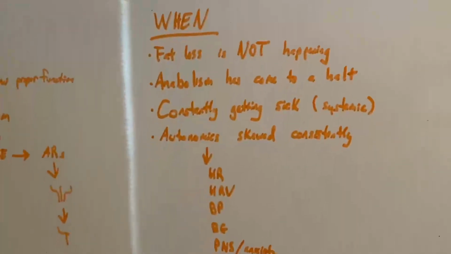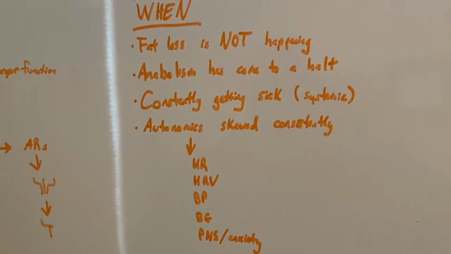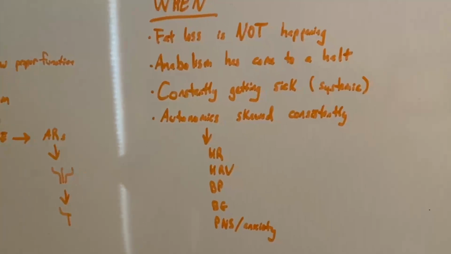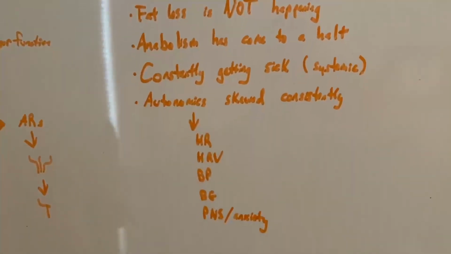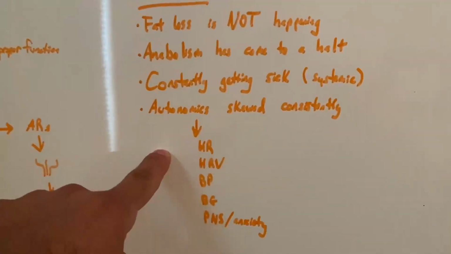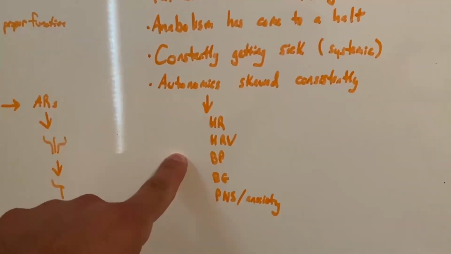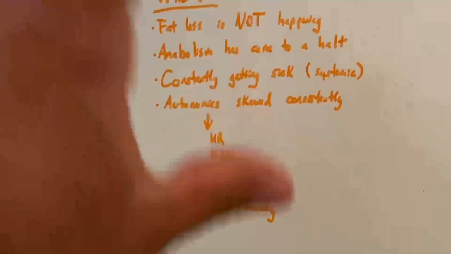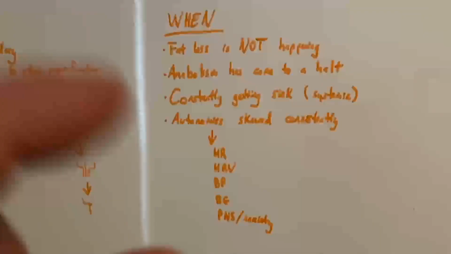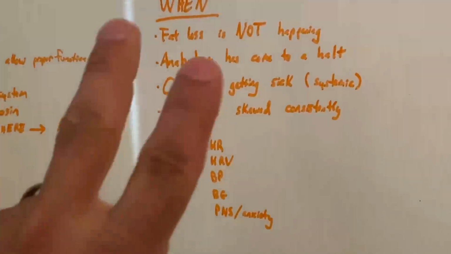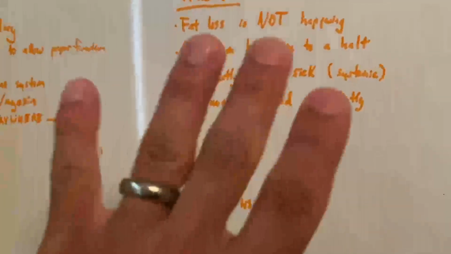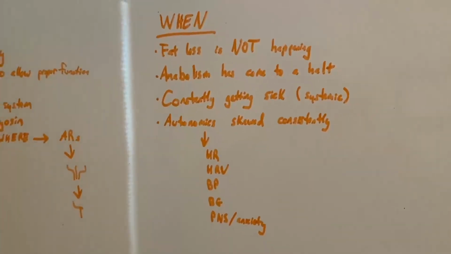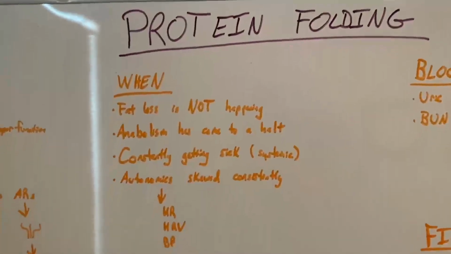When fat loss is just not happening, when anabolism just stops, when you're getting sick all the time, whether from a systemic fatigue problem or something else, when autonomics are skewed consistently and constantly, from HRV to heart rate to blood glucose to blood pressure to some kind of anxiety, PNS-based issues or SNS-based issues, the list goes on and on. Essentially, when you know you're doing everything right, lifestyle, training, nutrition, habits, sleep, everything perfectly tuned, and you're not getting the results you want, that is always the sure sign that it's a protein misfolding problem.